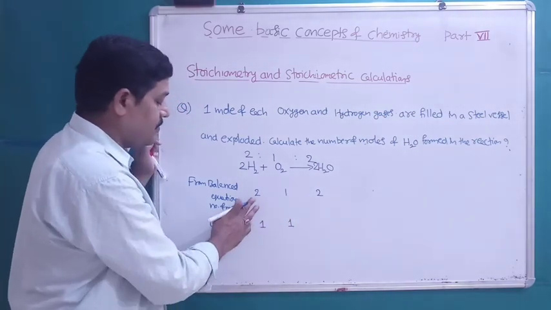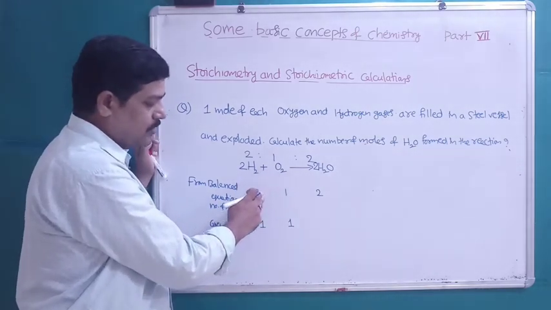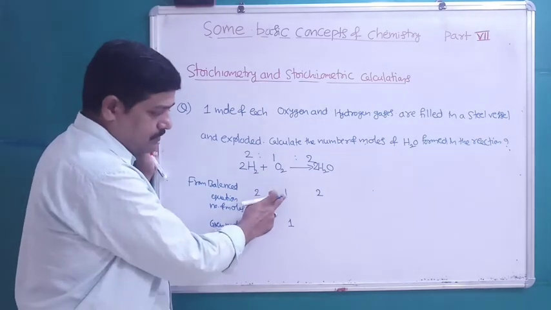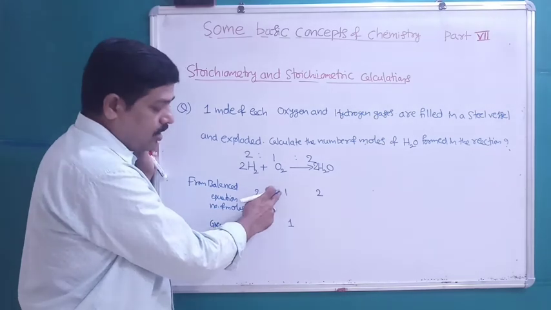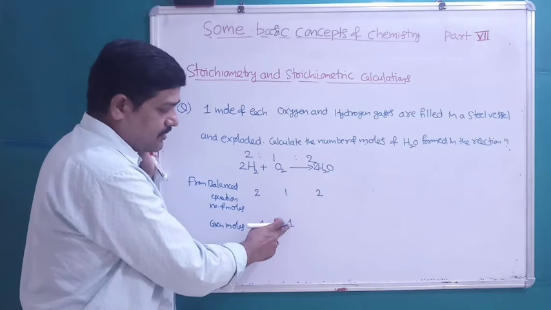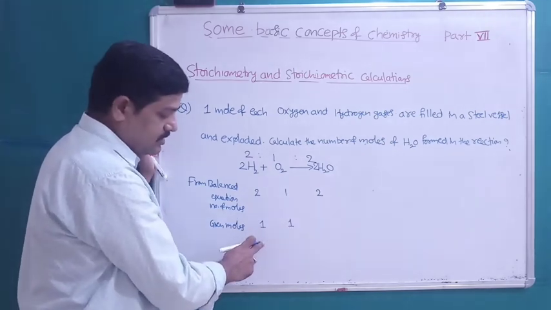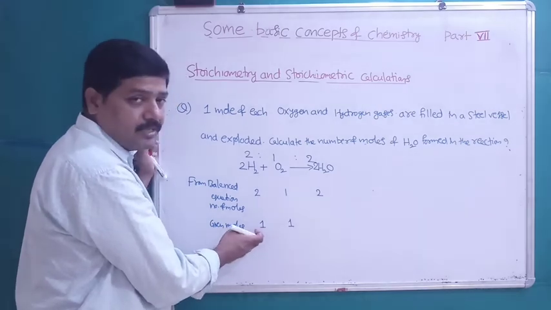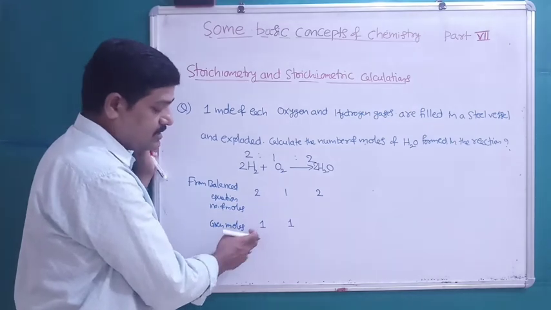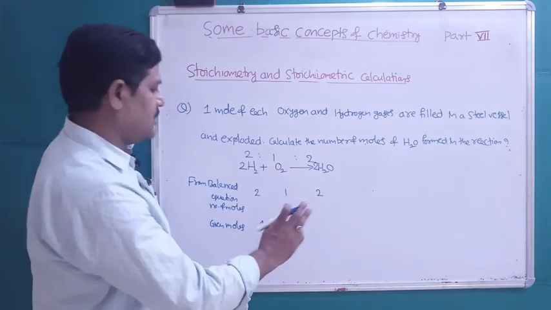So from the balanced equation, 1 mole of oxygen requires 2 moles of hydrogen, but given is only 1, right? From the balanced equation, 1 mole of oxygen requires 2 moles of hydrogen. But here for 1 mole of oxygen only 1 mole of hydrogen is present. So that means hydrogen will be the limiting reagent, because it is less than the required proportion, right? Or else you can write like this.